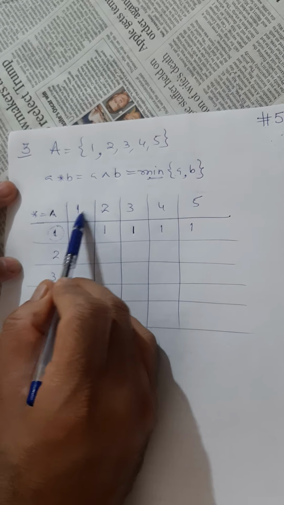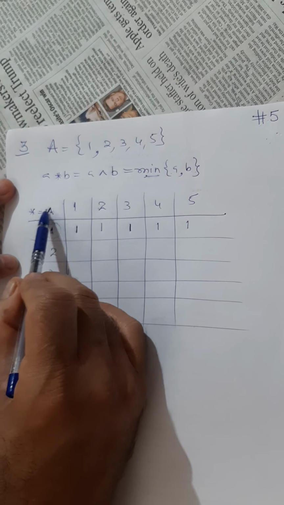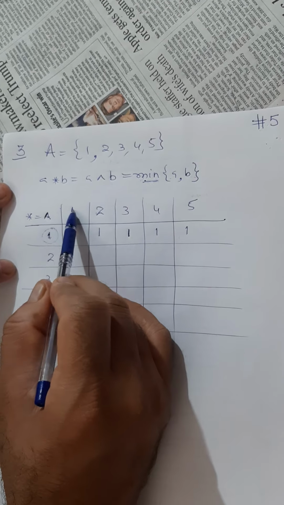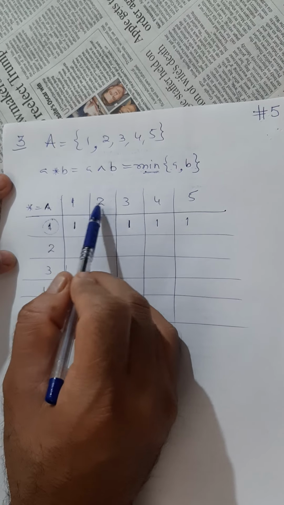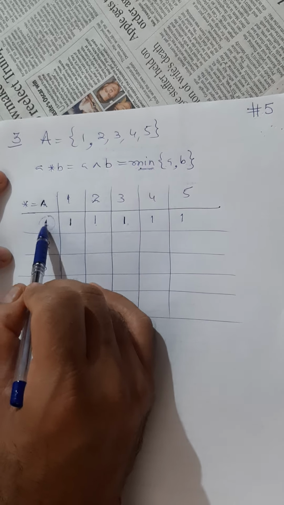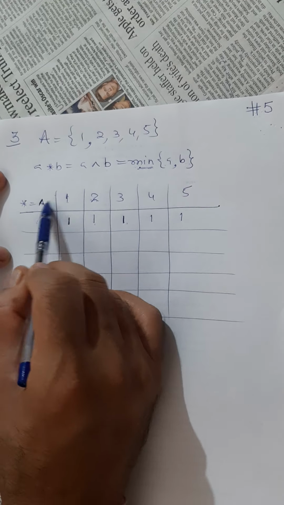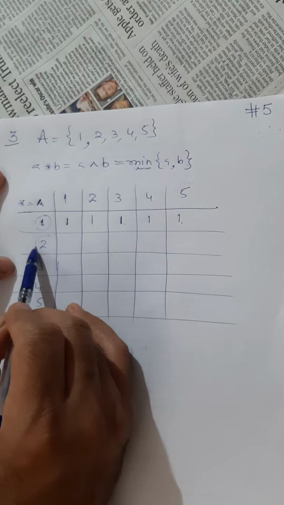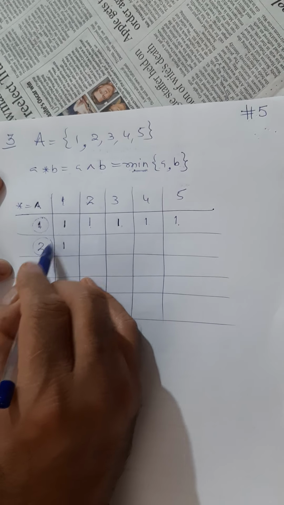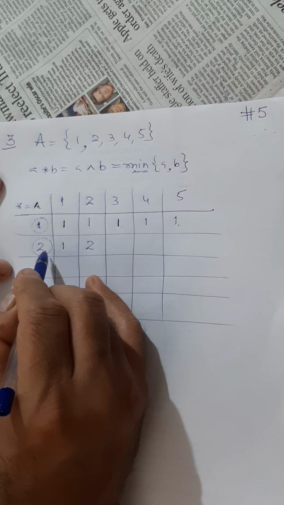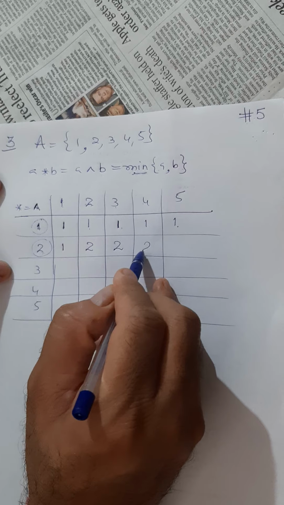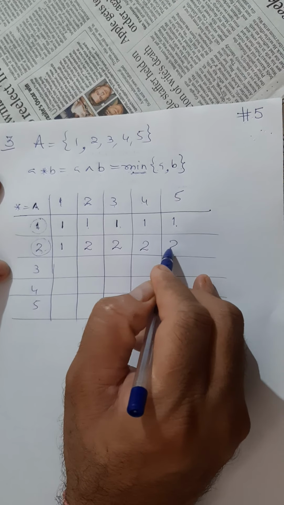With this you take one by one all these members. Asterisk means minimum here. Minimum of 1 and 3, 1. Minimum of 1 and 4, 1. Minimum of 1 and 5, 5. Now with 2 you take each of these. What's the minimum of 2 and 1? 1. Minimum of 2 and 2, 2. Minimum of 2 and 3, 2. Minimum of 2 and 4, 2. Minimum of 2 and 5, again 2.